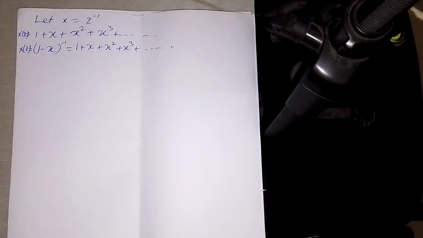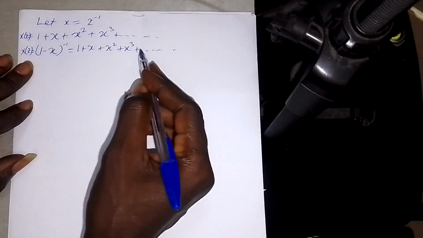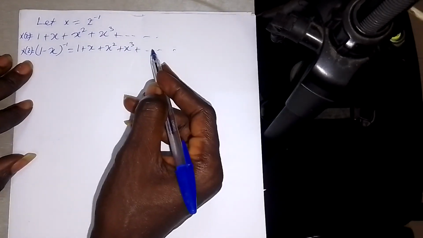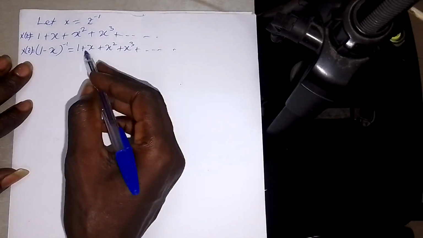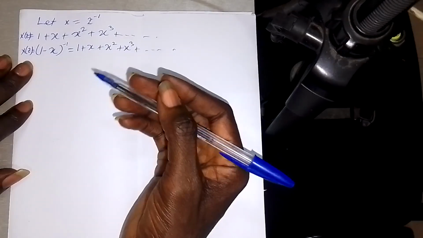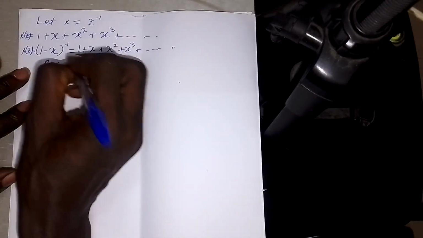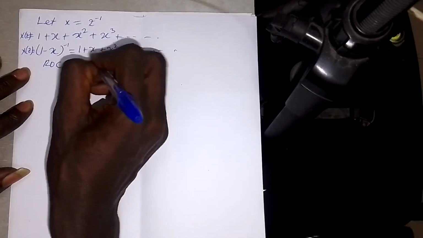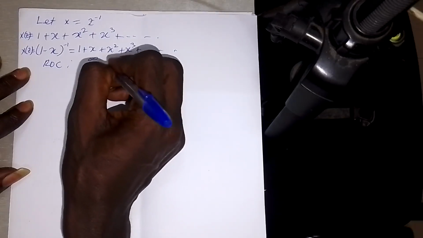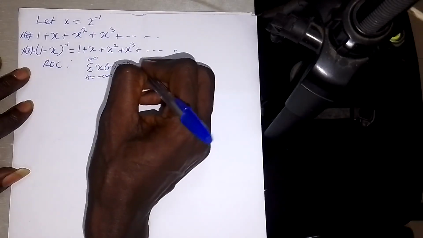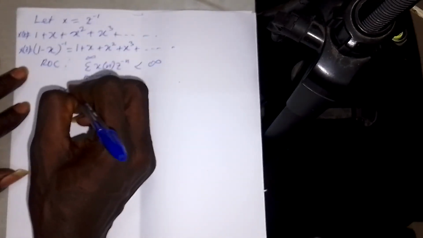Now, I told you that whenever you have a series like this one, x is supposed to be less than 1, else it will not converge. If it's less than 1, then it will converge to a finite value. If it is more than 1, then it will diverge to infinity. But in the ROC, we want the convergence to be below infinity.